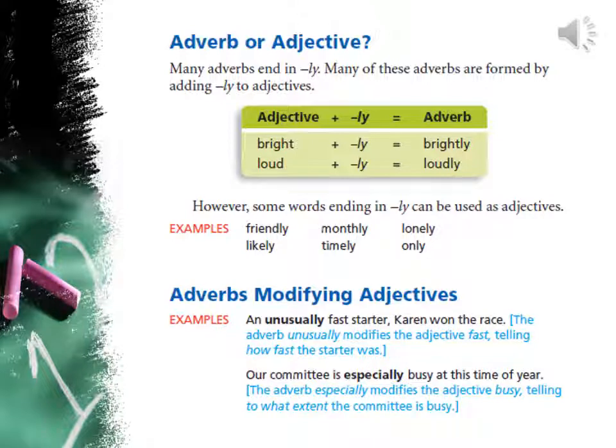Adverbs modifying adjectives. This is very simple. An example is, an unusually fast starter, Karen won the race. The adverb unusually is modifying the adjective fast, telling how fast the starter was. Our committee is especially busy at this time of year. The adverb especially modifies the adjective busy, telling to what extent the committee is busy.